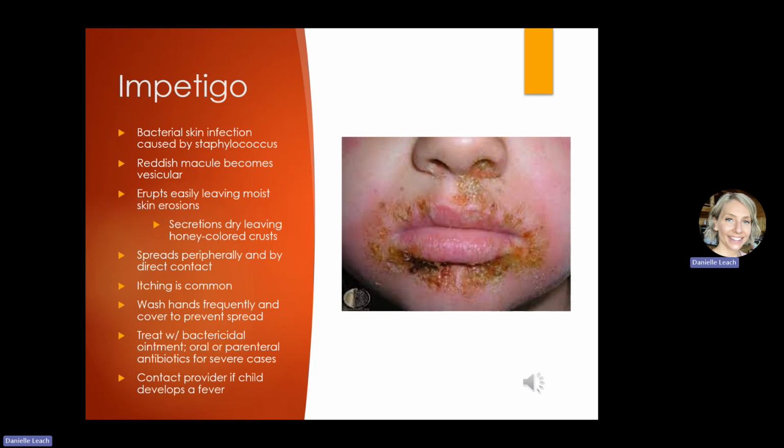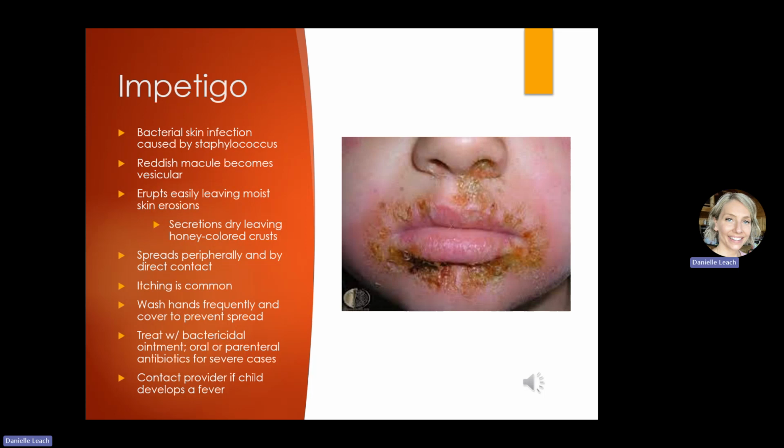Impetigo is a bacterial skin infection that's caused by Staphylococcus. So this skin infection is a reddish macular rash that then becomes vesicular, like in this picture. This rash erupts easily and leaves these moist skin erosions, which can secrete fluid. So the secretions can be sort of these honey-colored crusts.